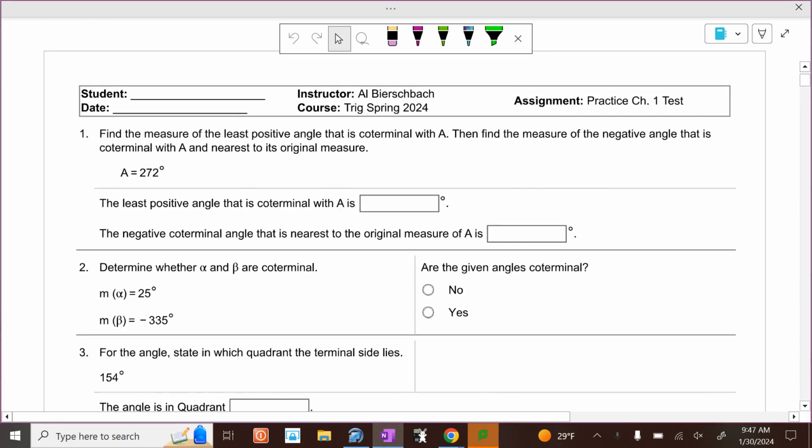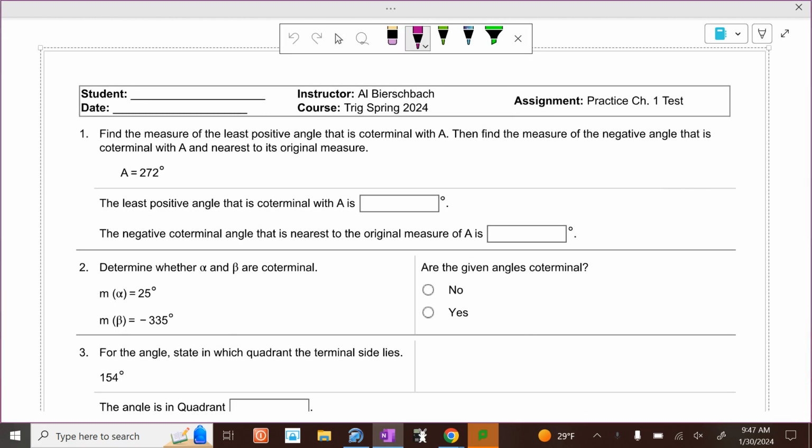And again, we're going to start with coterminal angles. Coterminal angles are how many degrees apart? 360. So if we add 360 onto 272, we get 632. If we subtract 360 from 272, we get negative what? Negative 88. Okay. Easy peasy lemon squeezy.